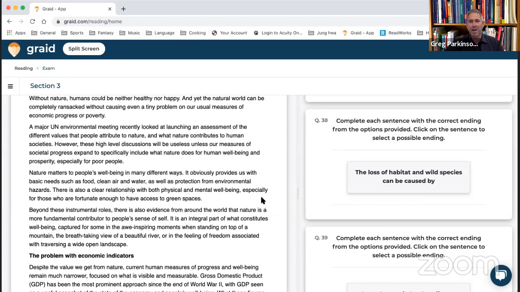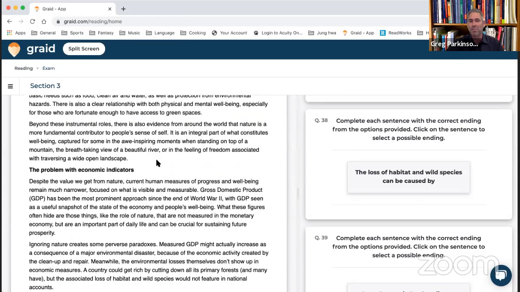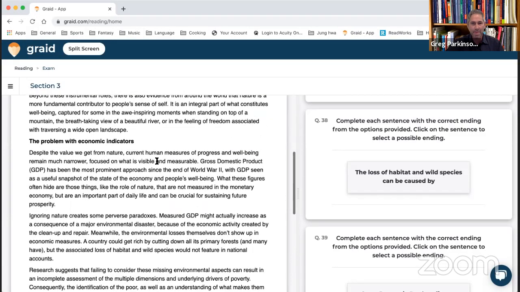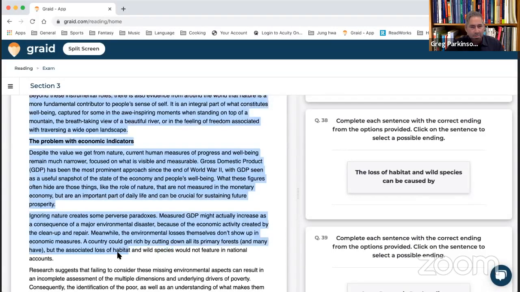Now, my guess was wrong because I've looked through here, and although I think it's a good guess that that information is going to be in the top part of the reading, it's not from what I can see, right? So that means it must be under the heading, the problem with economic indicators. So we're just going to keep scanning. Now, again, I still think habitat and wild species are the easiest words to scan for. So let's have a look in this paragraph. Can't see those words here, but when I go to the second paragraph, I can see them towards the bottom.